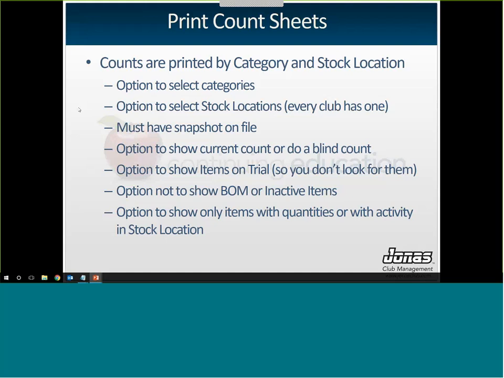There's also an option to show only items with quantities on hand, so that'll only show you things that Jonas thinks that you have, or with activity. So the activity option would be a good one to check off. The one with only quantities on hand, I wouldn't recommend checking because you might get some that Jonas thinks you have 0 of that you actually do have, and then they won't be on your count sheet.